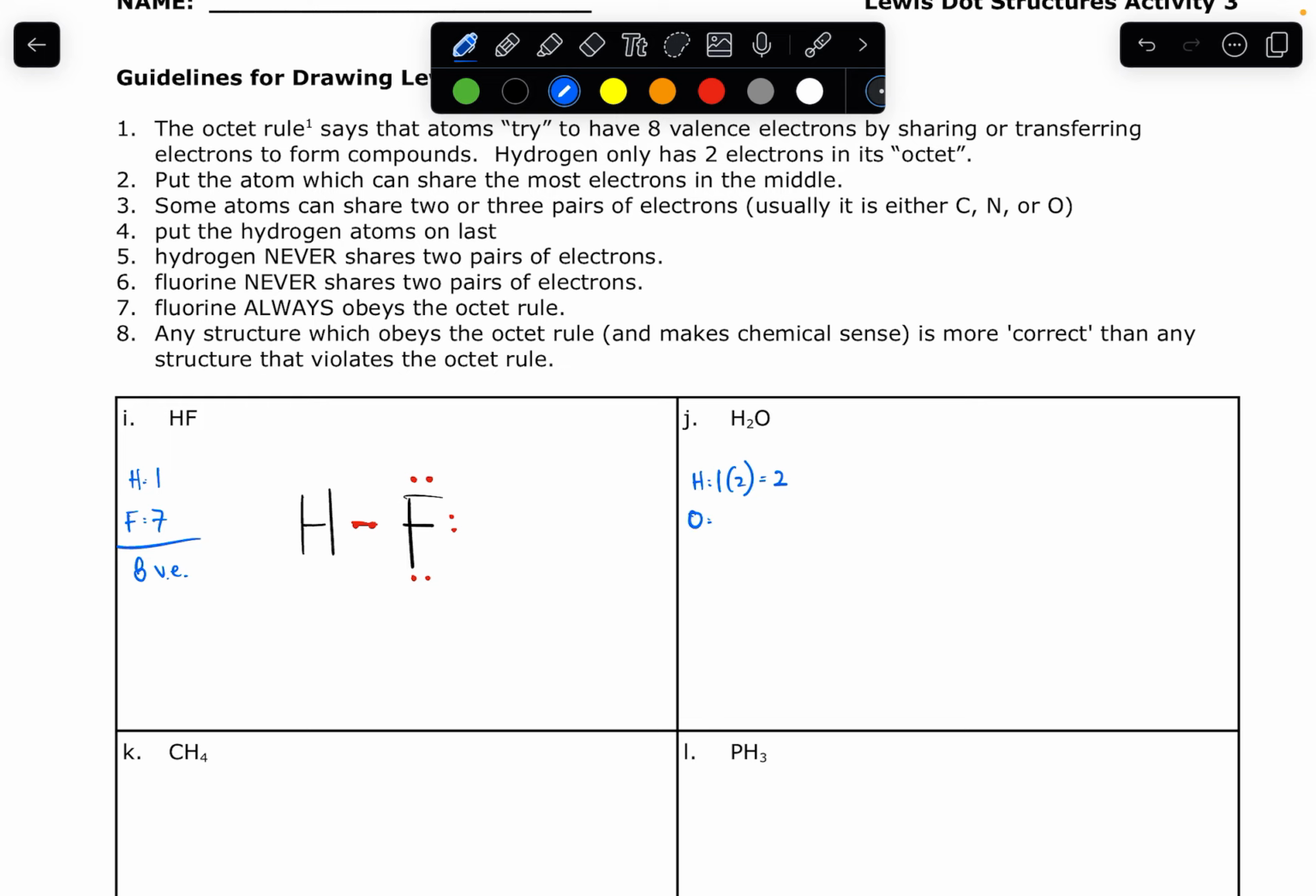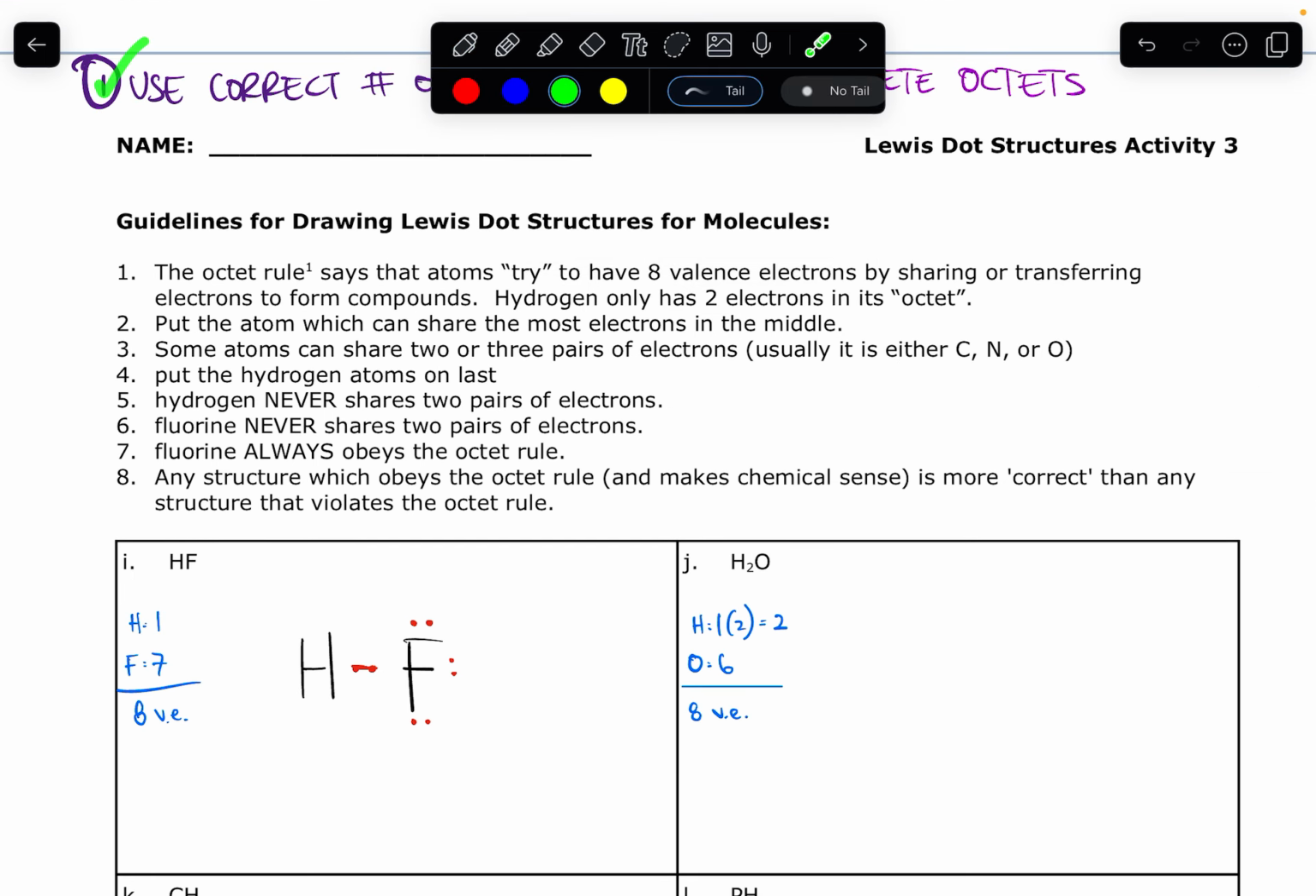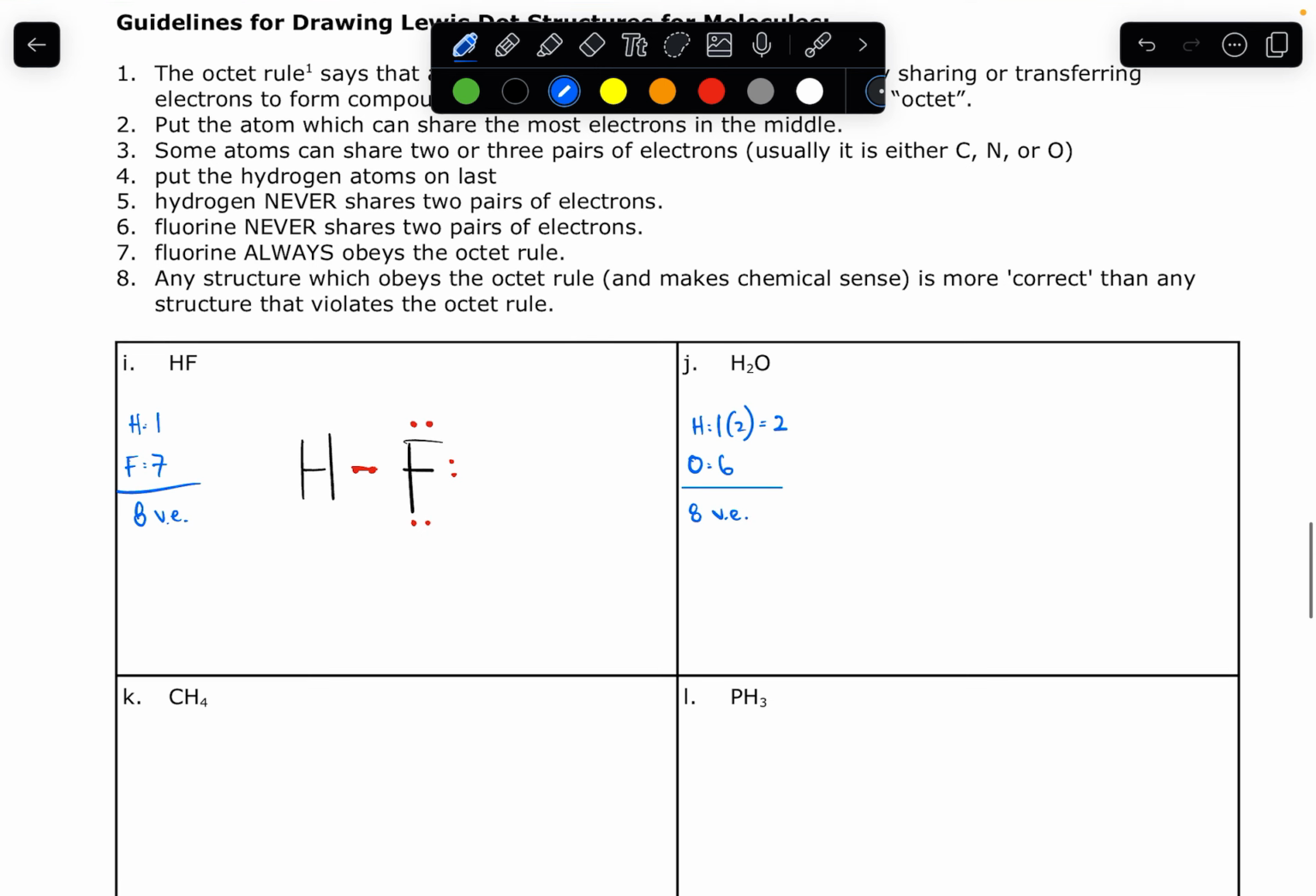Oxygen has 6 valence electrons. There's only 1 oxygen, so oxygen will bring 6 valence electrons to the compound. 6 plus 2 is 8. So in order to satisfy goal 1, we have to use 8 valence electrons. So step 1, find the total number of valence electrons. Good, we did that. We have 8 to use here.